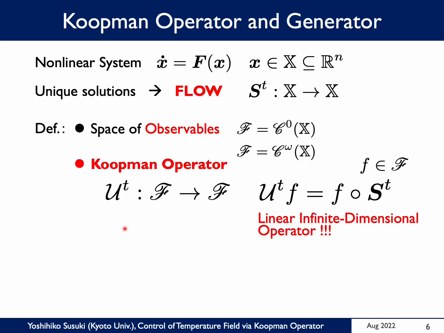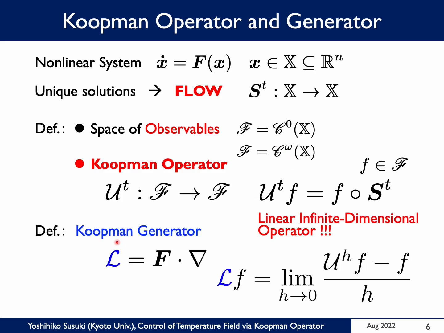From this U^t, we also define the so-called Koopman generator as the time derivative of the Koopman operators. This generator is also linear and infinite dimensional. The so-called Koopman operator framework is that we exploit property of this linear operator for analysis and control of the original nonlinear system.